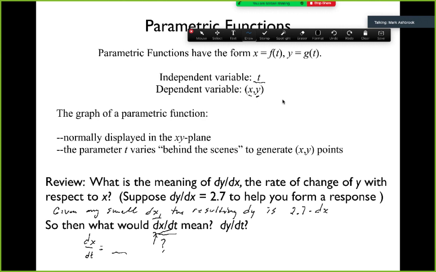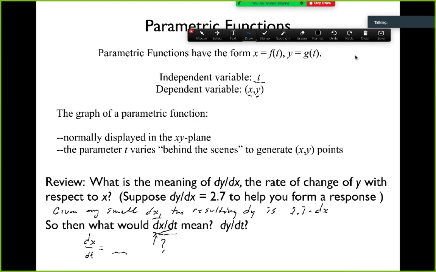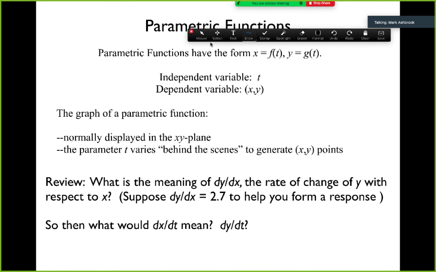Okay. Any questions on this kind of review of parametric functions and maybe just taking a dip here into the calculus a little bit? Okay, so the idea with parametric functions is now we can model all kinds of curves that we couldn't model before with y as a function of x. So let's take a look at some examples here.